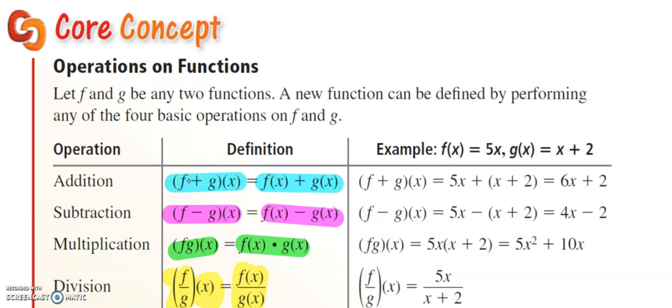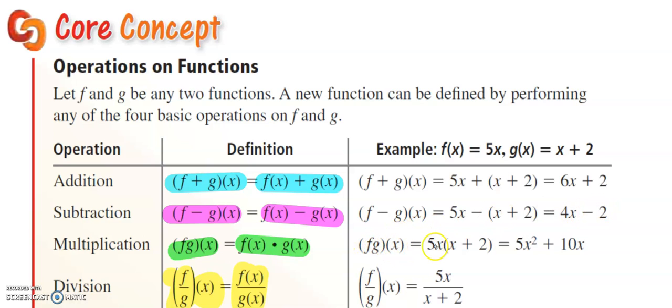So combinations of functions. I can be adding, subtracting, multiplying, or dividing the functions. So if I have a function f of x equals 5x and g of x equals x plus 2, if I see f plus g of x, this is going to be literally 5x plus x plus 2, which is 6x plus 2. If I see f minus g of x, this is 5x minus the quantity x plus 2, so don't forget to distribute the negative, and so this becomes 4x minus 2.